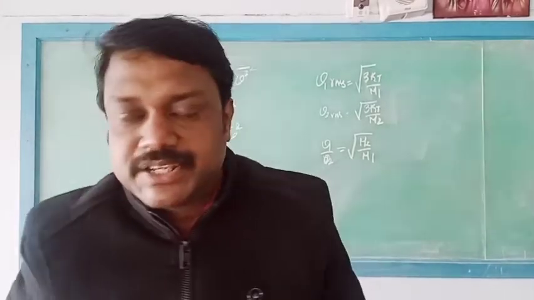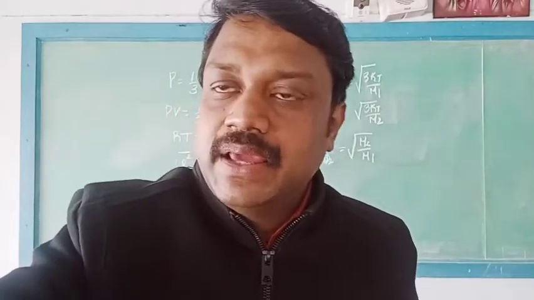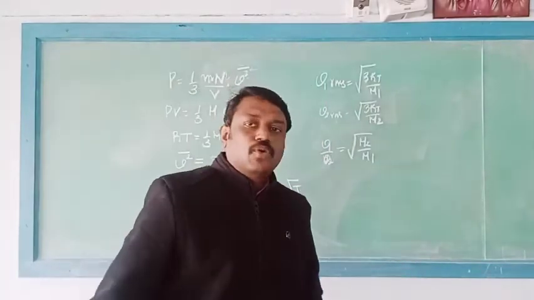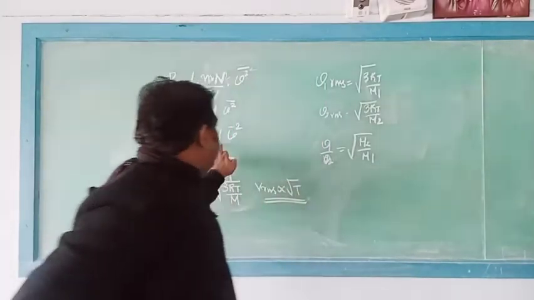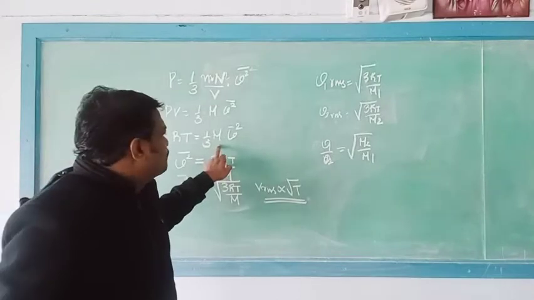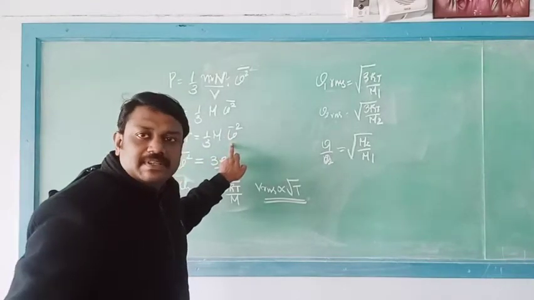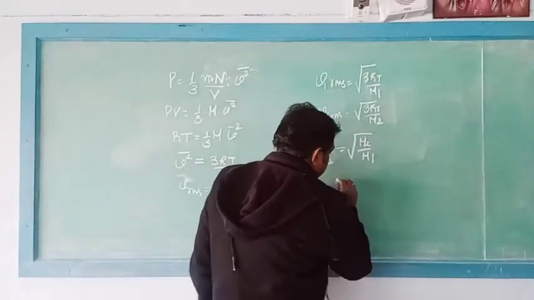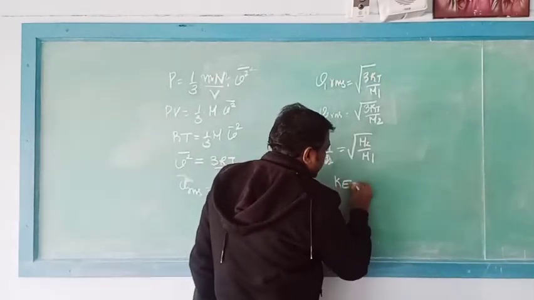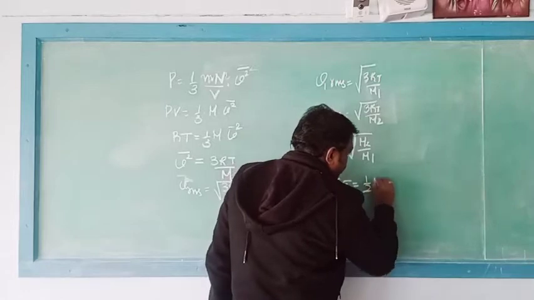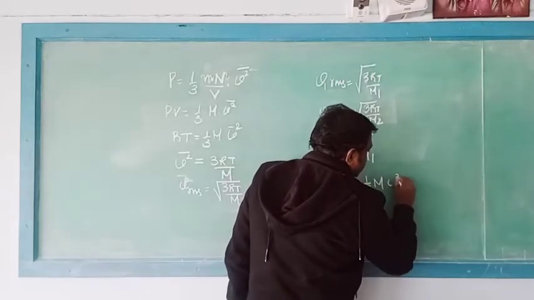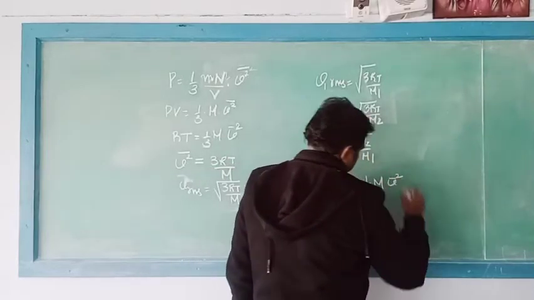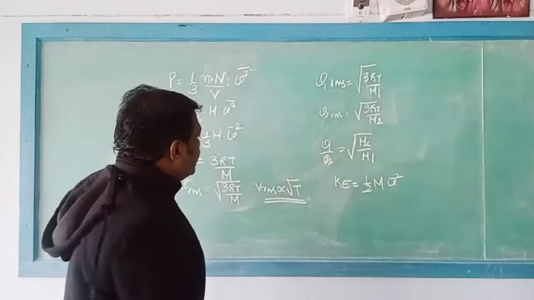This expression shows the relation between RMS velocity and the molecular mass. Again, if you have 1 mole of a gas, its molecular mass is M, and its average velocity, the RMS velocity, is V RMS. So we can find its kinetic energy. Kinetic energy K is equal to half M into V average square.